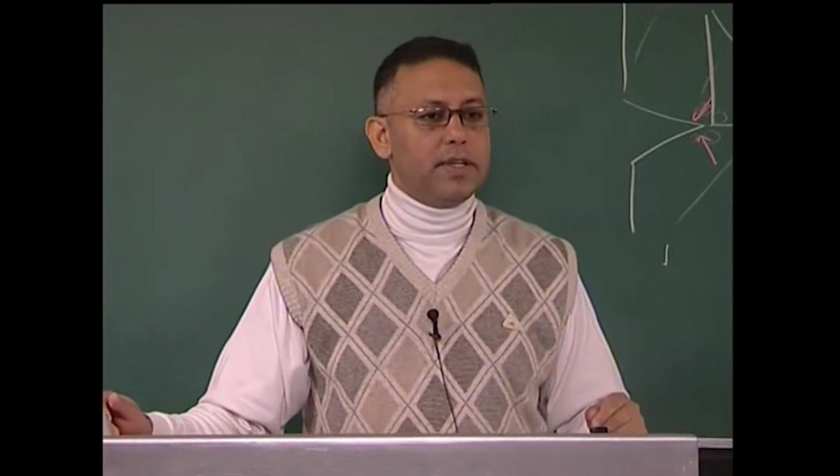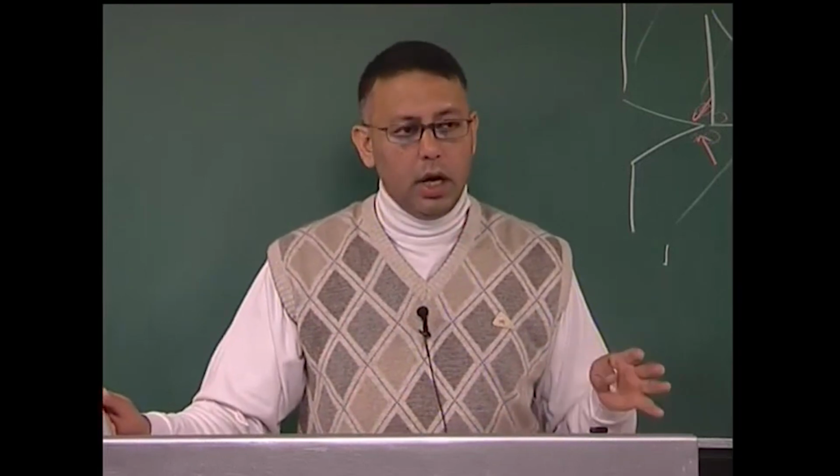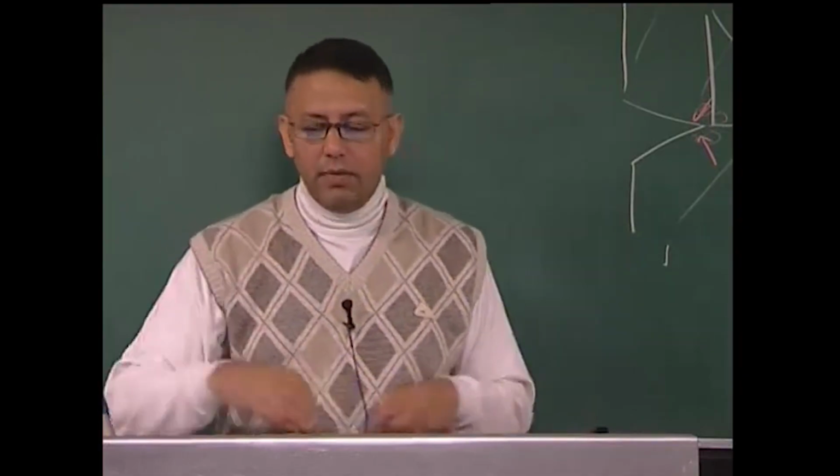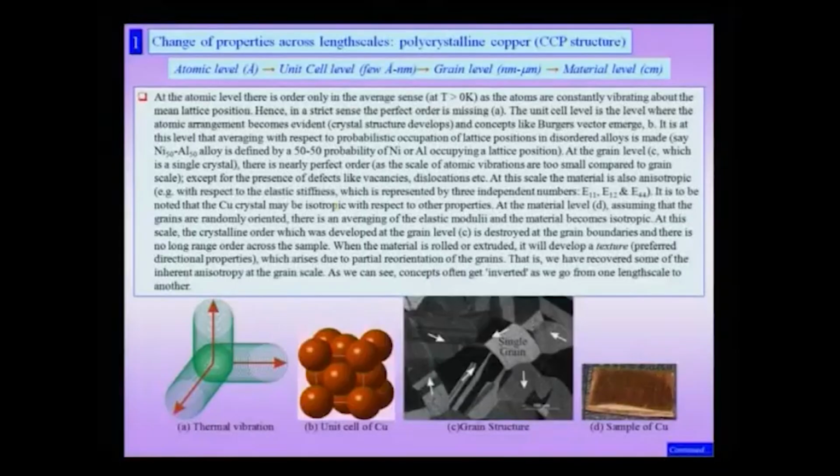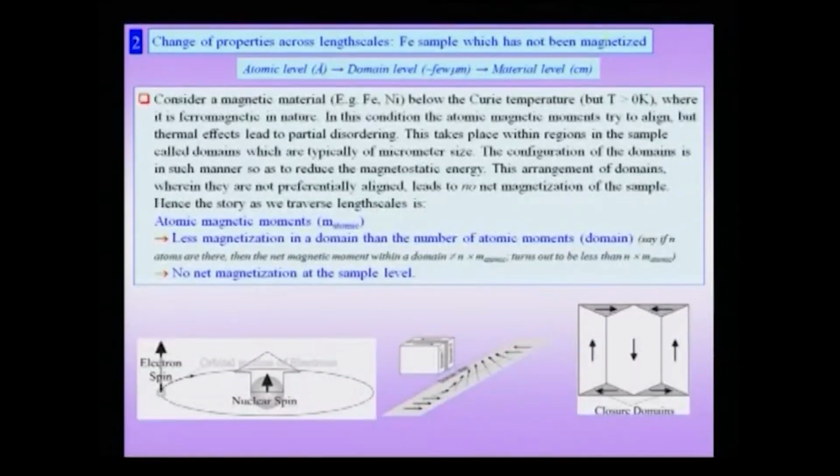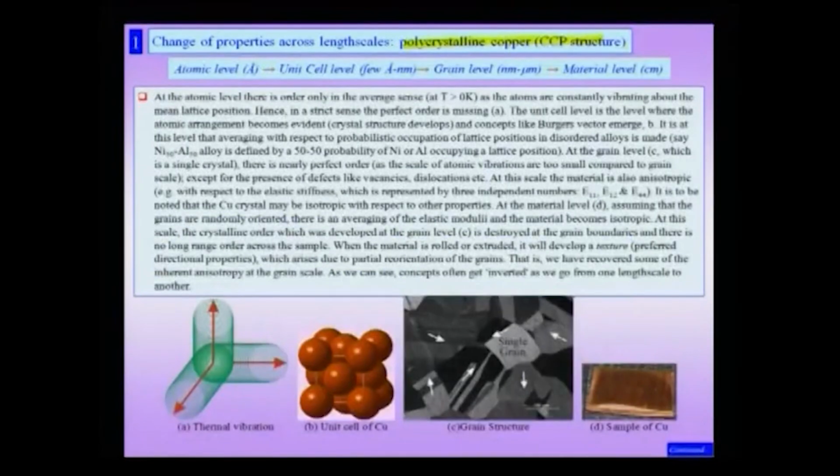So, just to take up a couple of examples of how we can traverse across length scales, we may take up two simple common examples, and we will talk about all the different interesting aspects which come about when you traverse length scales. We talk about polycrystalline copper as a first example, and as a second example we will take up an iron sample which has been magnetized. So, we will take up two examples to understand how we are going to traverse across length scales.